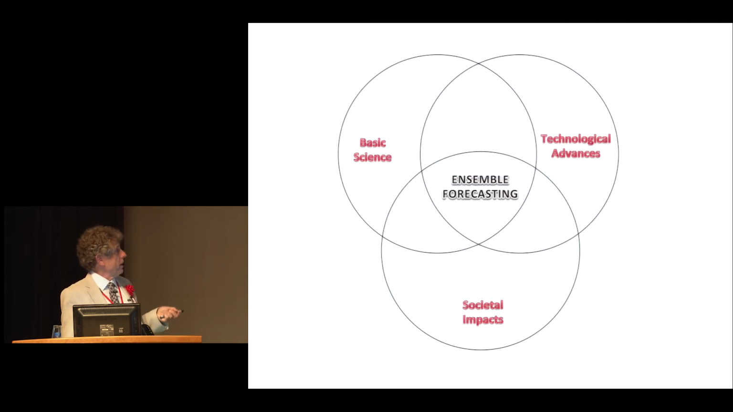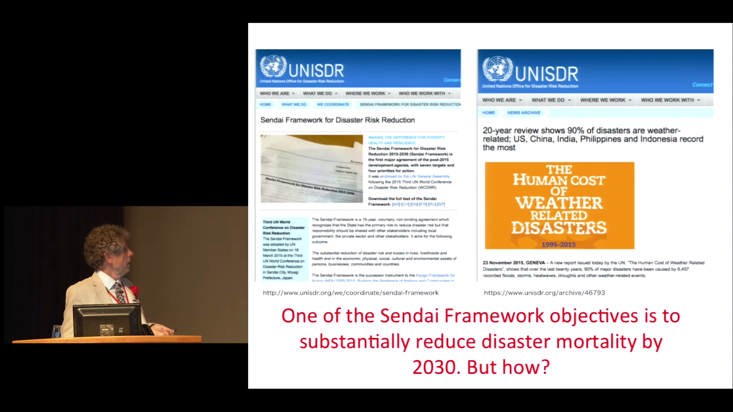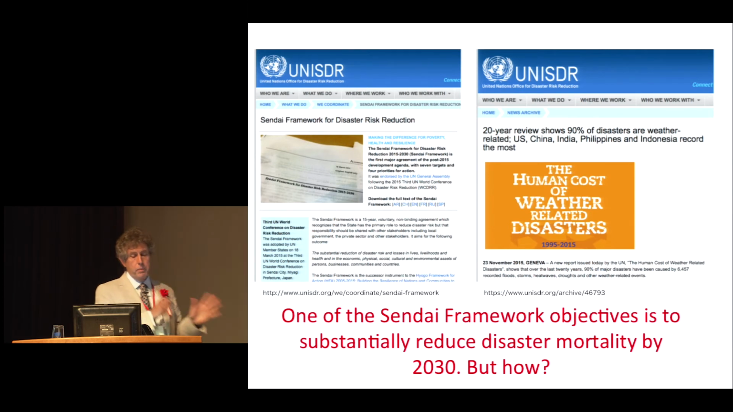Okay, I've talked a bit about the basic science of ensemble forecasting. I want to now talk about some of the societal impacts, the importance of this for societal decision-making. In the last talk we heard about Sendai, but Sendai was also the place where the United Nations Third World Conference on Disaster Risk Reduction was held back in 2015. And they produced a very important document called the Sendai Framework for Disaster Risk Reduction.